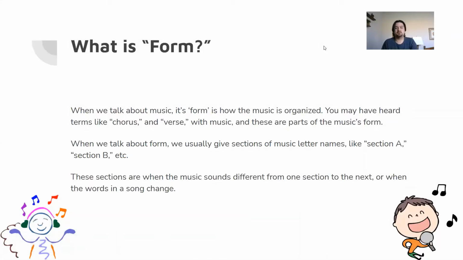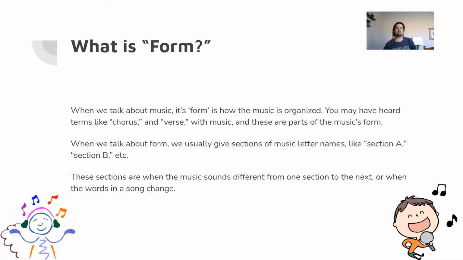Well, when we talk about music, its form is how the music is organized. You may have heard terms like chorus and verse with music, and these are parts of the music's form. Sometimes when you talk about music, you're like, oh, I liked what he said in that verse, or I like that chorus. Those are parts of a music form.